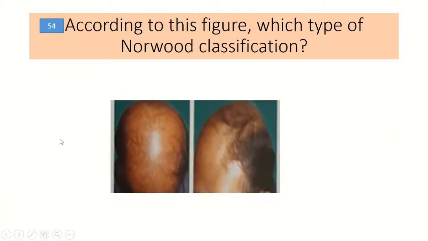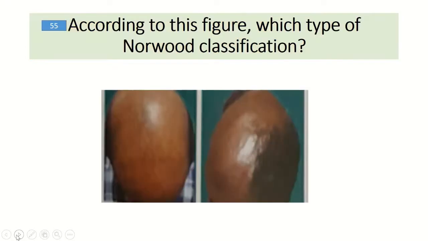Question 54. According to this figure, which type of Norwood classification? Here the lateral side fringe is preserved, so it's class 6. And here, hair loss is in an anterior to posterior direction with involvement of the fringe. So it's class 7, where hair transplantation has a poor prognosis and is not advised.